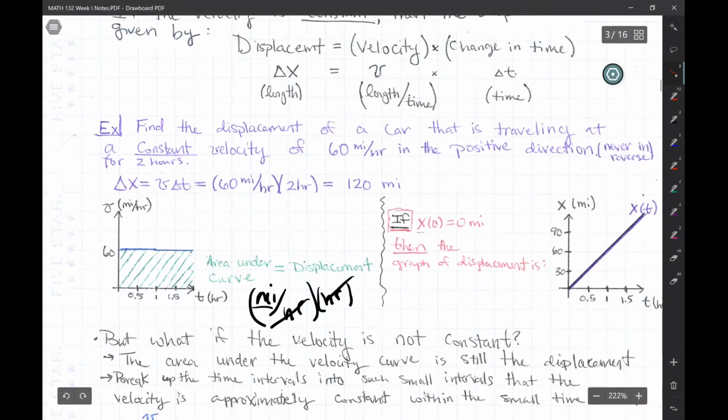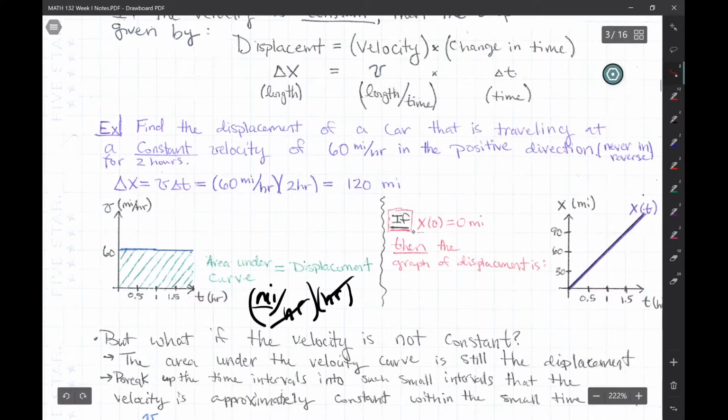And what if we didn't start at the origin? What if we didn't start at x equals 0 miles at t equals 0? Well, then this curve would be shifted up or down, depending on where we began, but it would still have the same slope, okay? That same slope of 60 miles per hour, no matter where you begin, okay? And that's what's important here. We're finding the displacement, the change in position. So no matter where you start, your change in position will always be 120 miles.